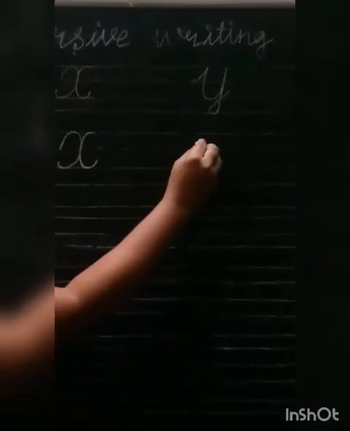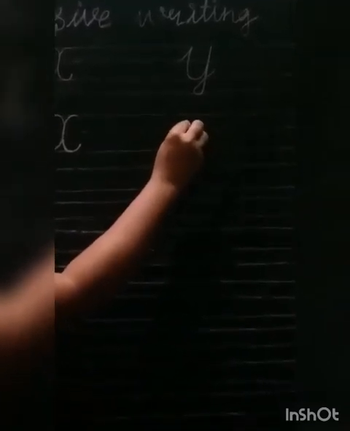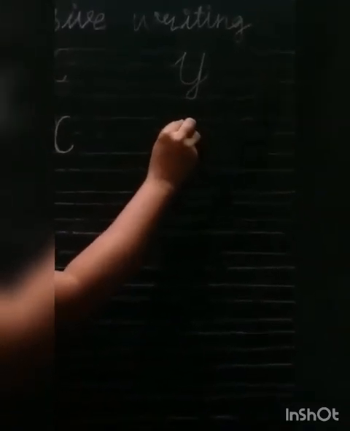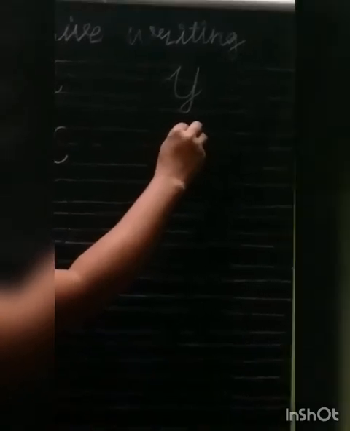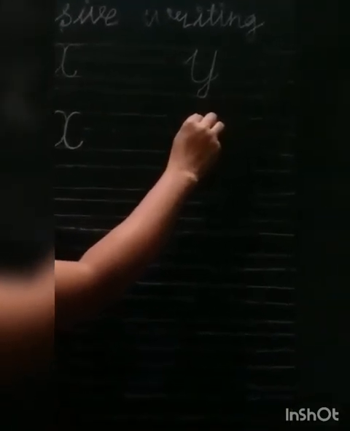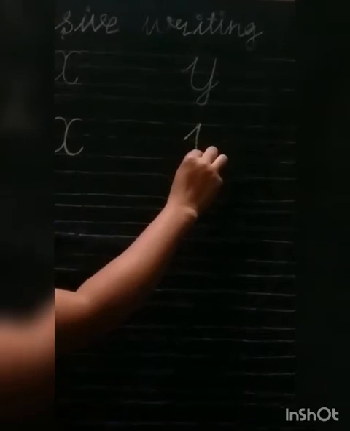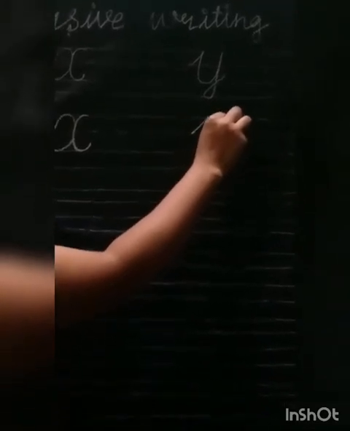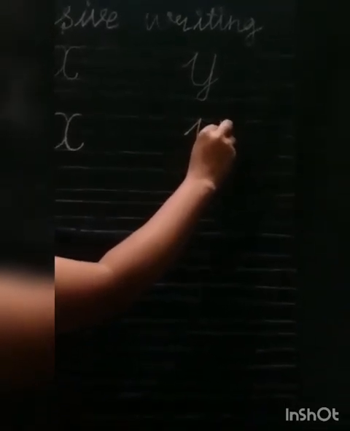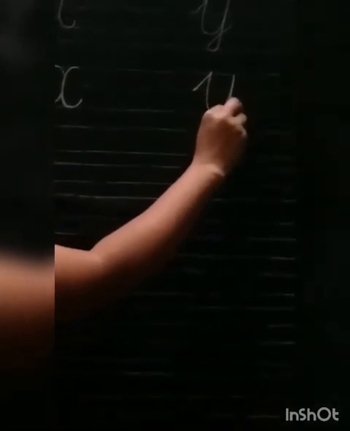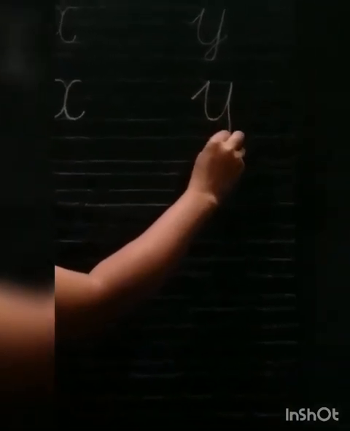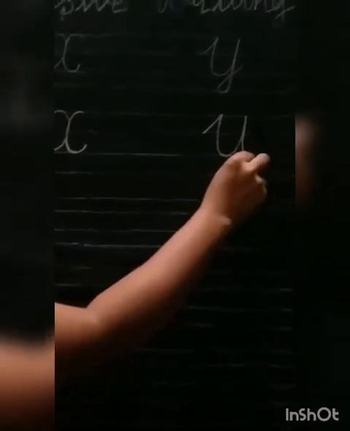Then let us see the letter Y. One slanting line from the second line to the first line and make an upward curve from the first line to the third line and go up, and continuously one standing line to the fourth line, one small curve. In this way we get the letter Y.